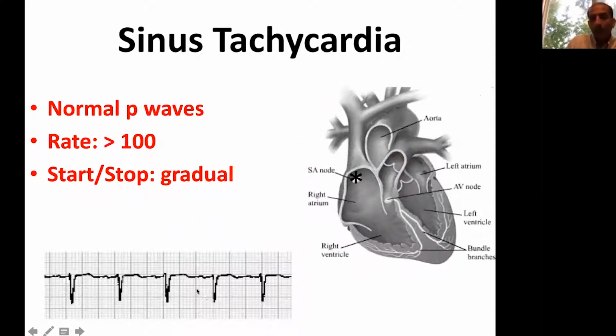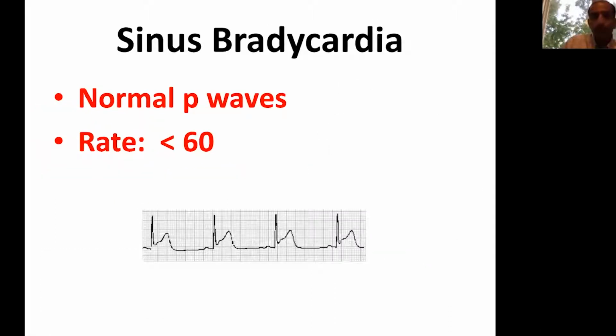If the sinus rate is beating too fast, more than 100 beats a minute, we call it sinus tachycardia. If you were to start exercising, or you were suddenly excited, or you were afraid, then anything that causes increase in sympathetic tone to the heart will increase the heart rate, and you will have sinus tachycardia. If the sinus rate is very slow, less than 60 beats a minute, it is sinus bradycardia.